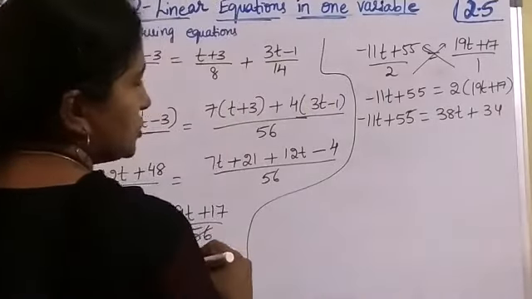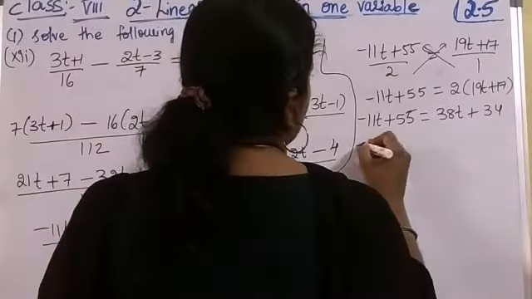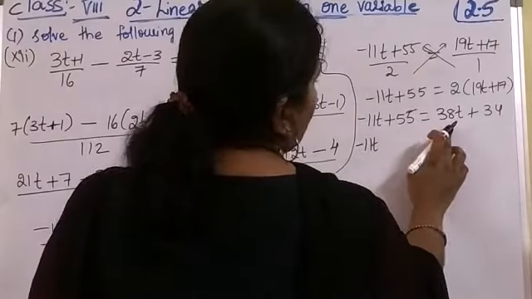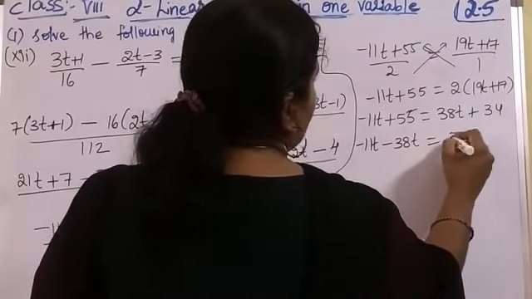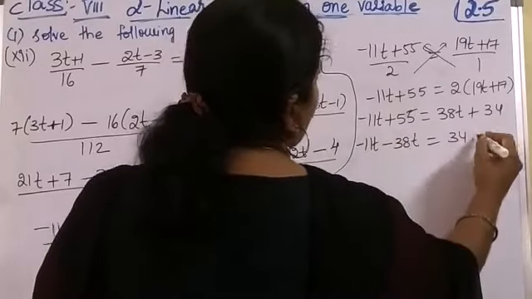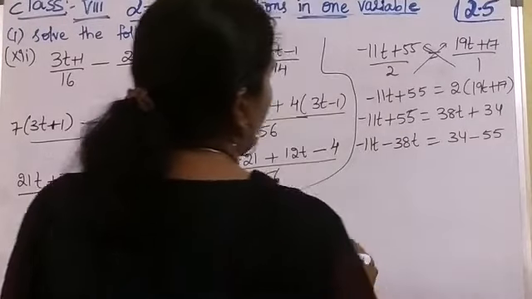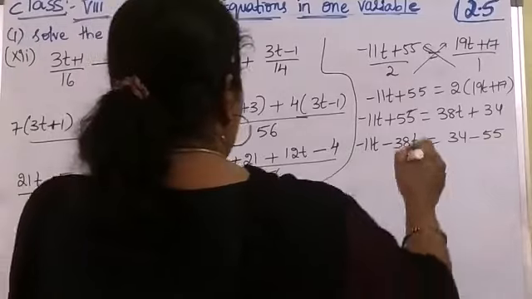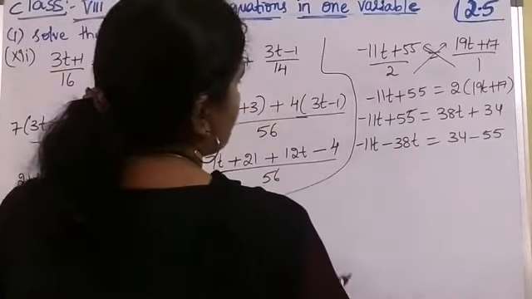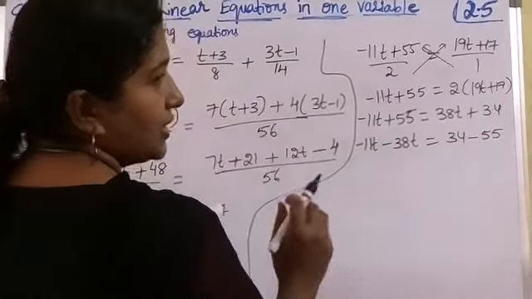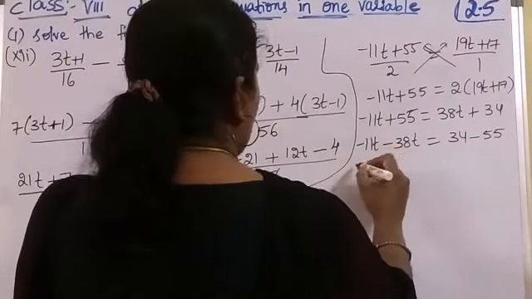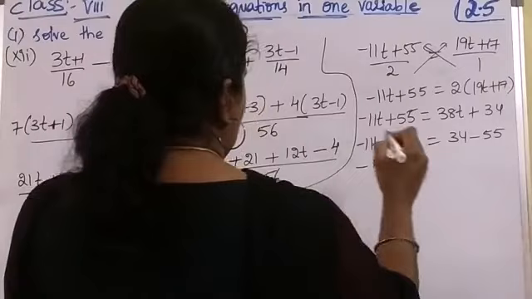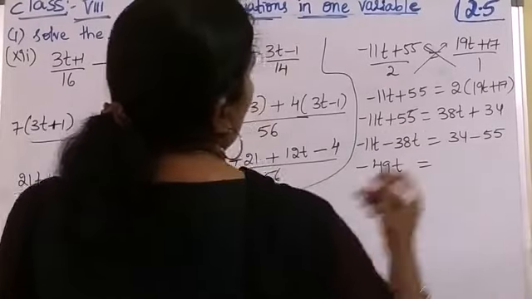Now take variables to one side and the constants to the other side. So minus 11t, take this plus 38t to here, it will become minus 38t, and 34 is here, take plus 55 to that side, it will become minus 55. Now 11t minus 38t means both are minus. When both are minus, you have to go for addition and keep the minus symbol. So 38 plus 11 is how much? 49. So minus 49t equal to 34 minus 55.